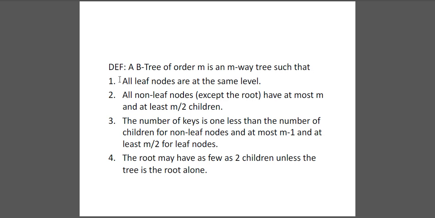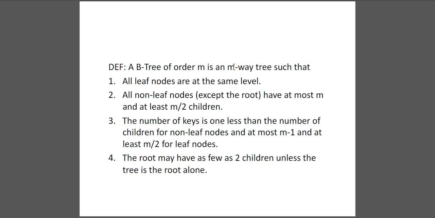All the leaf nodes of the BTree must be at the same level. All the non-leaf nodes, meaning the internal nodes, except the root node, must have at most m children and at least m by 2 children. Okay, not values, m number of children and minimum m by 2 number of children.